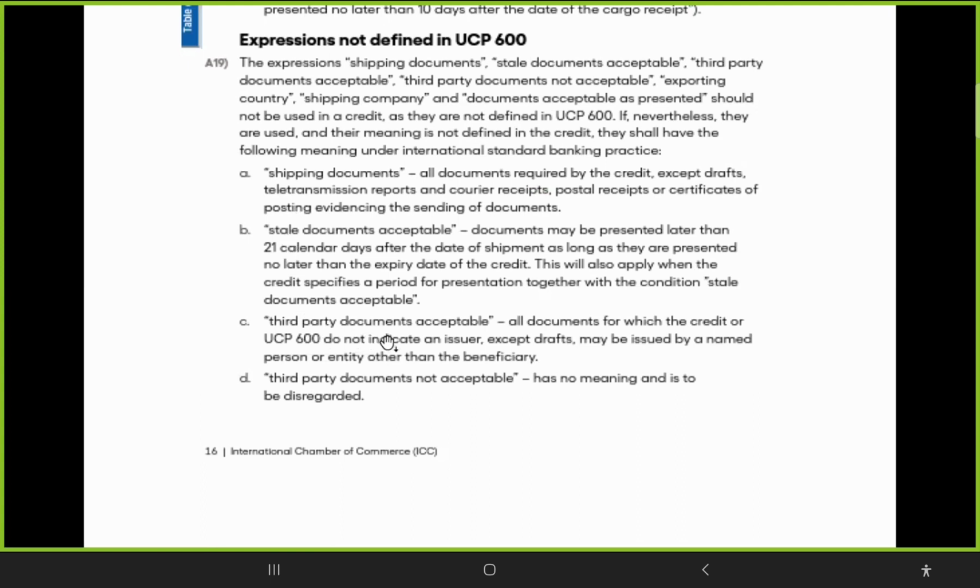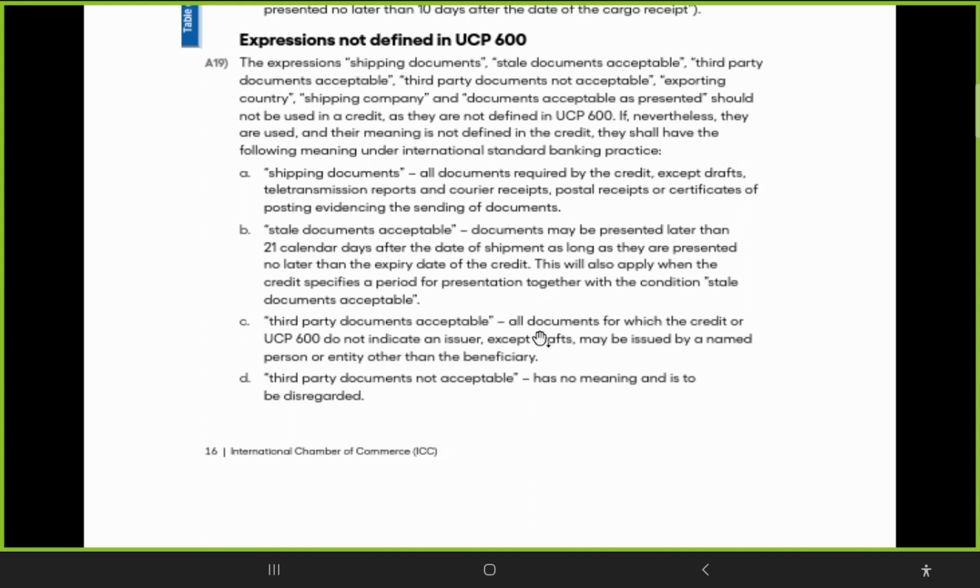Next is third-party documents acceptable. All documents for which the credit or UCP 600 do not indicate an issuer, except drafts, may be issued by a named person or entity other than the beneficiary. Now, does this have any meaning at all? Even after giving this meaning.